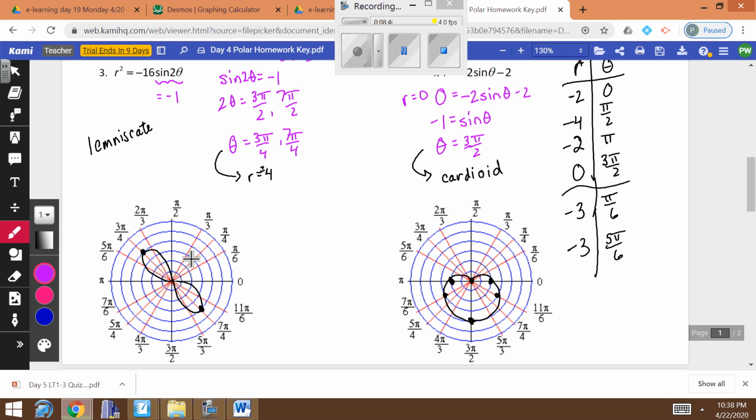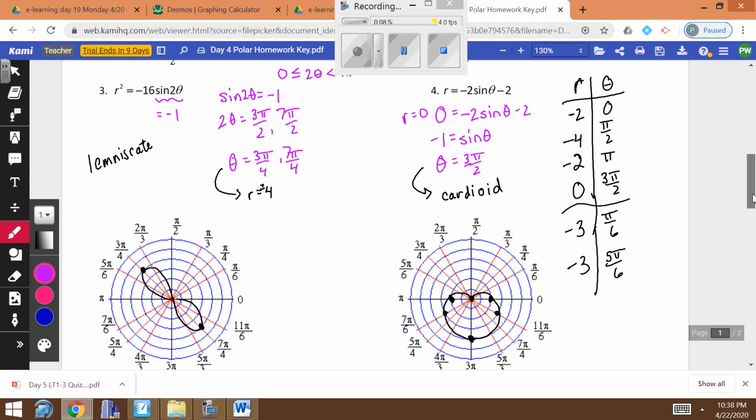Like from 0 to pi over 2, those values are not going to be included because that's where our sine of 2 theta would be positive. Okay, I'm rambling. So here we've solved it again, still on the interval from 0 to 4 pi, like always with the 2 theta. And so we get that 3 pi over 4 and 7 pi over 4 are the places where it's furthest away from the pole, both positive and negative 4, and we get our lemniscate there, kind of the figure 8.